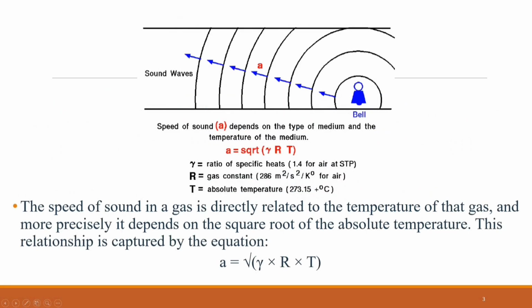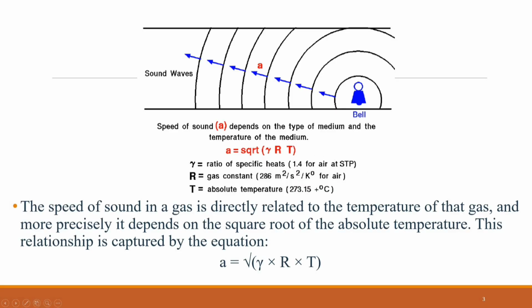The speed of sound in a gas is directly related to the temperature of that gas, and more precisely it depends on the square root of the absolute temperature. This relationship is captured by the equation. Speed of sound equals the square root of gamma multiplied by the gas constant multiplied by the absolute temperature. Where a is the speed of sound, gamma is the ratio of specific heats of the gas, R is the specific gas constant, and T is the absolute temperature.